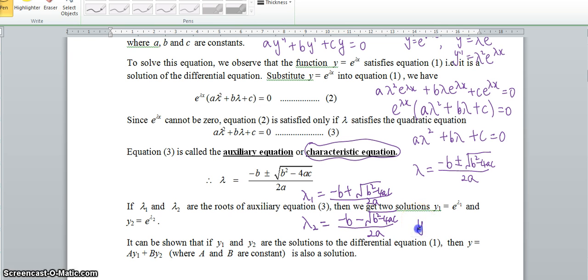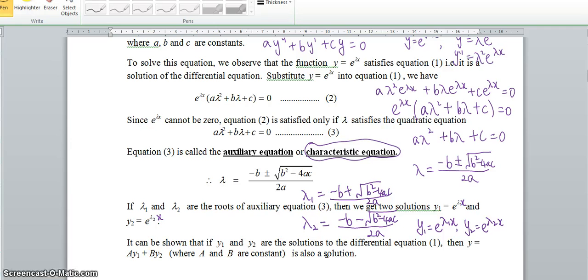So one will be y1 equal to e to the power lambda 1 x. Let's change this to x. And y2 equal to e to the power lambda 2 x. And the next question will be, are these two the only solutions? Or is there a more general solution for this given second order homogeneous differential equation?